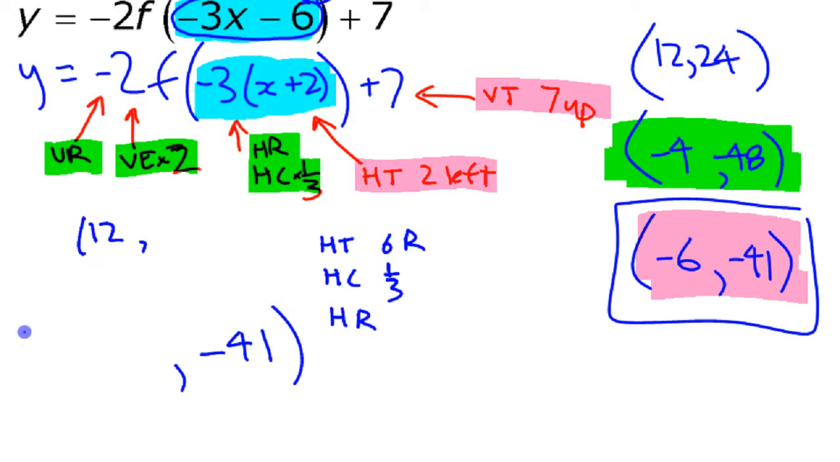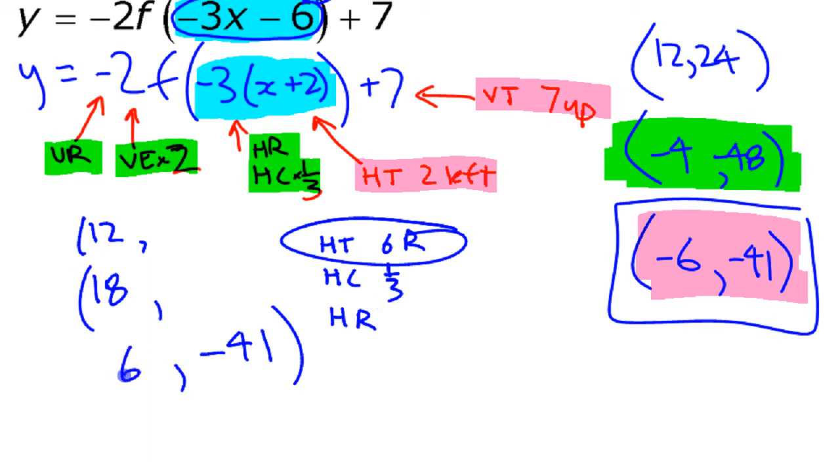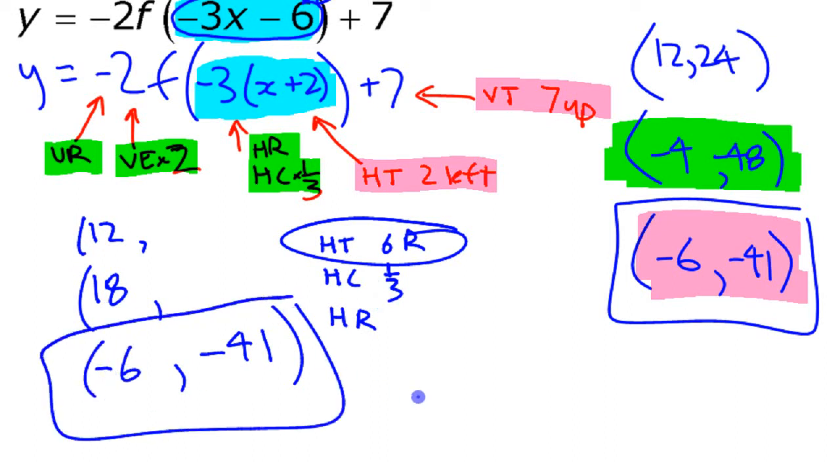So let's watch that. If we do the translation first this time, it's that 6 to the right, you get to 18, and then we do the other 2 things. Compression is going to make that a 6. Reflection is going to make it a negative 6. You do get to the same place, as long as you realize the order that has to happen.